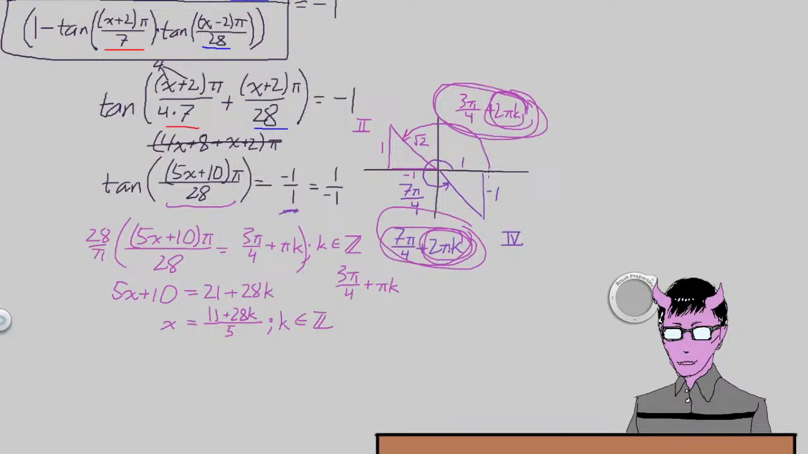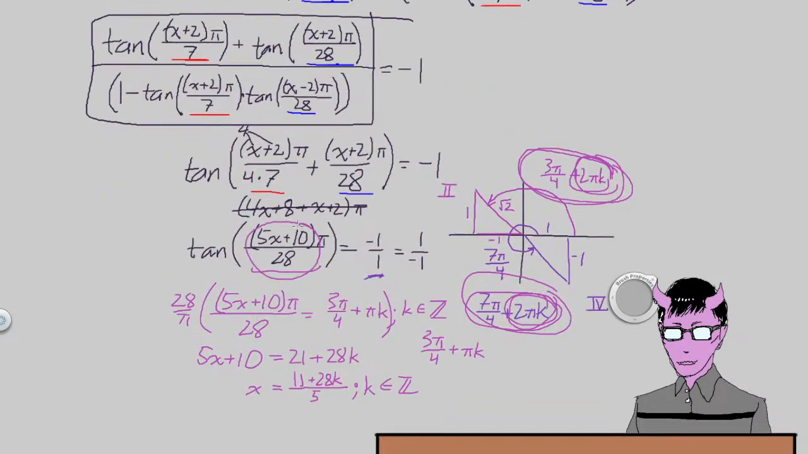Let's double check. So this one to this one is 3 pi over 4. Does that give us the desired -1 ratio? Yeah, it's going to be positive 1 over -1, which is indeed -1. This should be the proper setup. Let's make sure this part is correct, though, right?